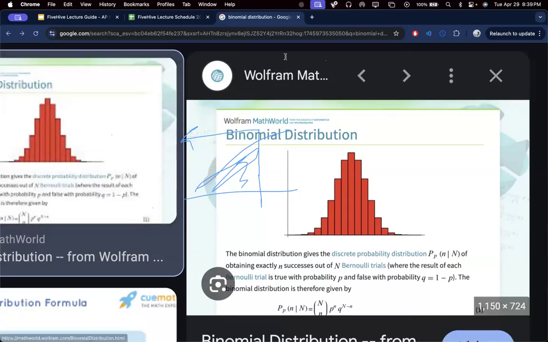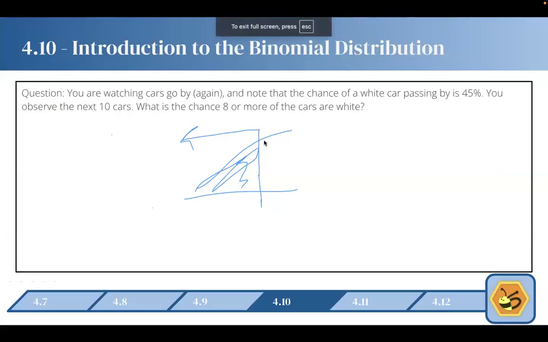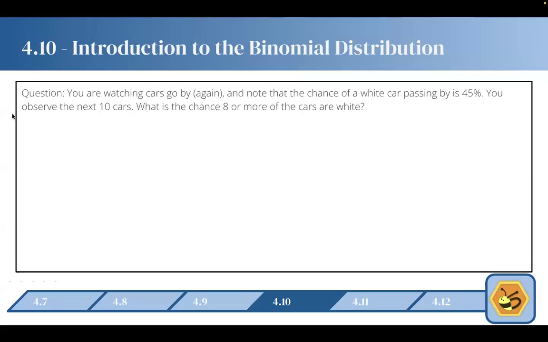Okay, so let's go back. If we're looking at a CDF here, we're looking at all the probabilities before that combined. So we can use our complement rule. Let's say we want to know the chance that it's 7 or less, and then take that probability and subtract it from 1, because that's going to get us the answer of 8 or more.